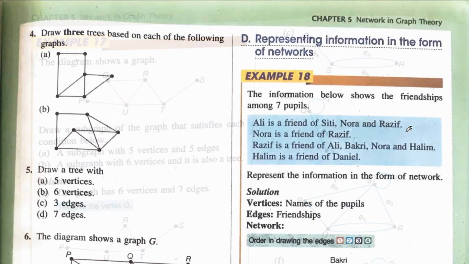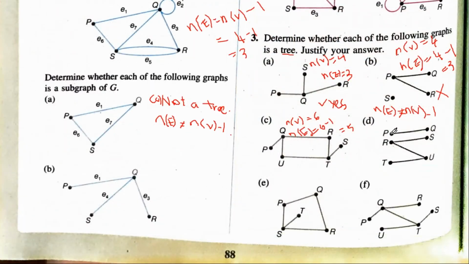For D, so number of vertices we have 1, 2, 3, 4, 5, 6. Number of vertices equals to 6. So number of edges must be 6 minus 1 equals to 5. 1, 2, 3, 4. We only have 4 edges here. Therefore, this is also not a tree. Okay, and then your reason you can write number of edges not equals to number of vertices minus 1.